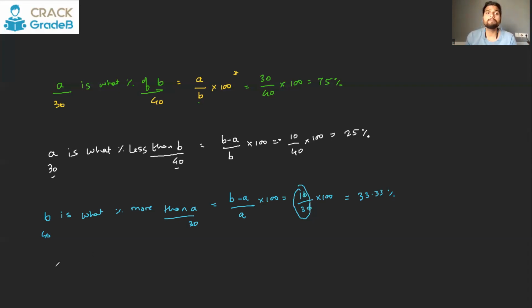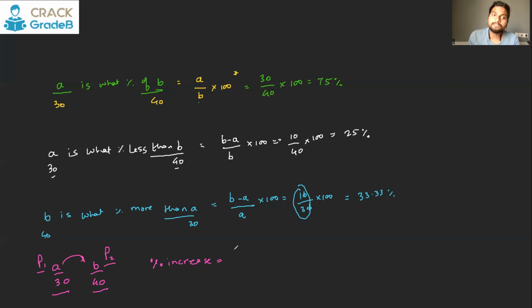Another version to look at it could be, if A is 30 and B is 40, this time, let's say A is the price 1 of the article and B is the price 2. That means the increased price of the article. You increase the price. Now the price becomes 40. And if they ask you from P1 to P2, what is the percent increase? So percent increase means what? Same thing. That is, P2 is what percent more than P1.